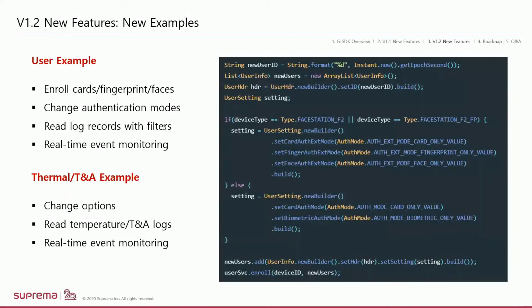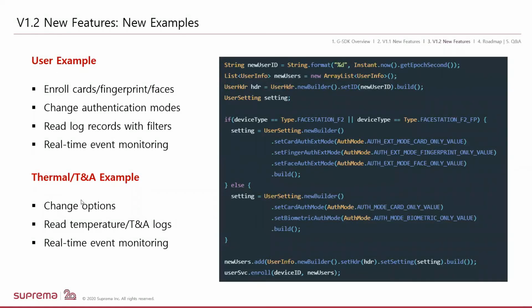Lastly, I added some new examples for the client SDK. In fact, 3 examples are added. The first one is the user example. Some of the user APIs were handled in our previous example, the quick start guide, but it was too simple. So I extended the example to show you how to enroll credentials, how to change authentication mode, and how to read log records with filters. So that is a new example.